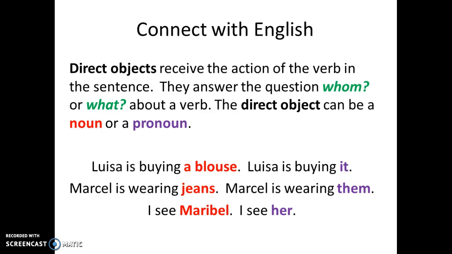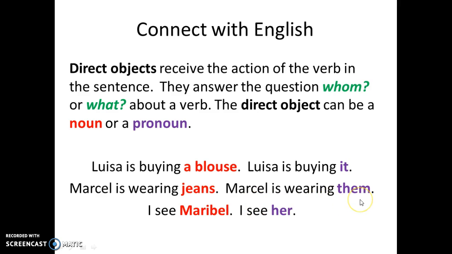Now, just like in English, the same is true in Spanish. You can use pronouns in order to shorten the sentence or to make your speaking more quick or efficient. So let's look at changing these sentences, making them a little bit shorter using pronouns. Luisa is buying it. What is Luisa buying? She's buying it. It answers the question what? It is the direct object pronoun for this sentence.